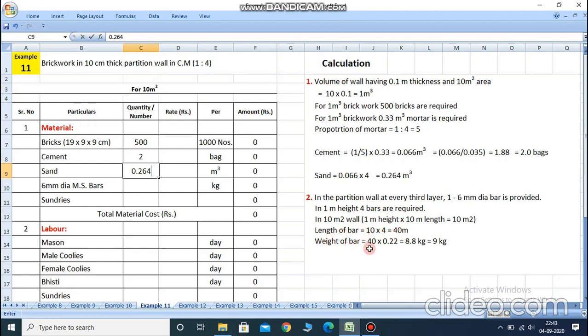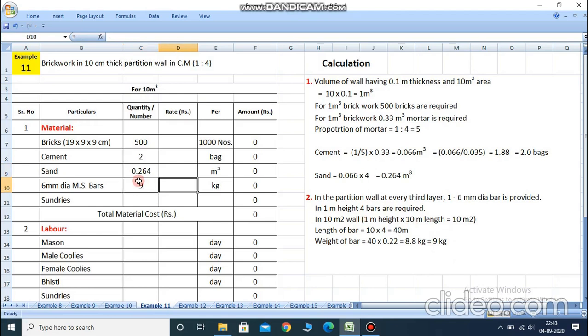So the weight of the bar is 40 multiplied by 0.22. The 0.22 we got from d square divided by 162. So we got the answer of 8.8 kg of 6 mm diameter mild steel bar required. So here the rounded up figure is 9 kg. So we write here 9 kg as the 6 mm diameter bar.